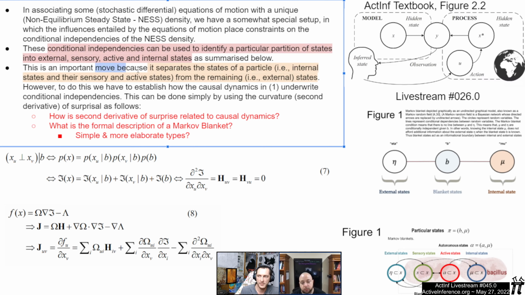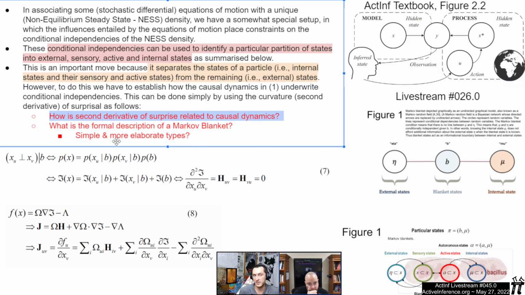This is an important move. Because it separates the states of a particle, internal states and their sensory and active states, the particular states, from the remaining, i.e. external states. To do this, we have to establish how the causal dynamics underwrite conditional independencies. This can be done simply by using the curvature or second derivative of surprisal as follows. So how is the second derivative of surprise related to causal sparse dynamics?